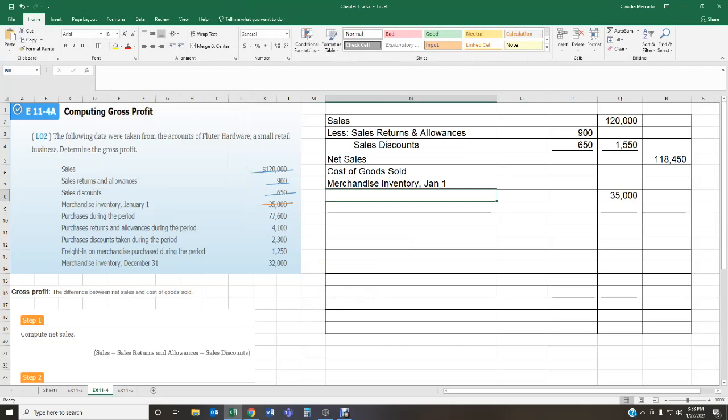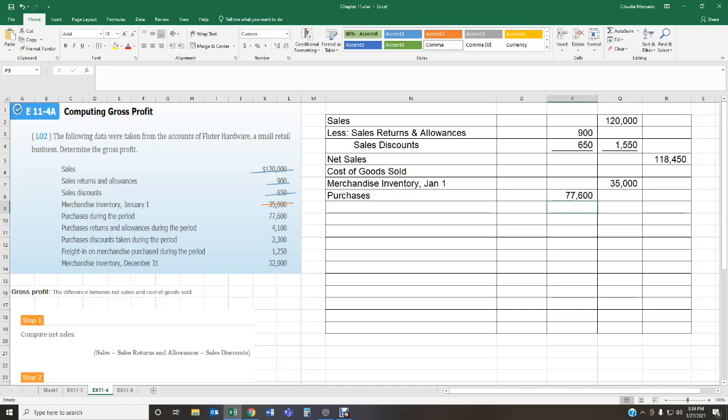Then I had some purchases during the period. How much did we purchase in additional merchandise? Well, it says that we had purchases during the period of $77,600. Okay, so I'm going to put those purchases. Oh, I put that number in the wrong cell. Sorry. Merchandise inventory is 35,000, and then my purchases goes right there. There we go. I was like, why are my numbers off? Okay, so purchases 77,600. There we go.